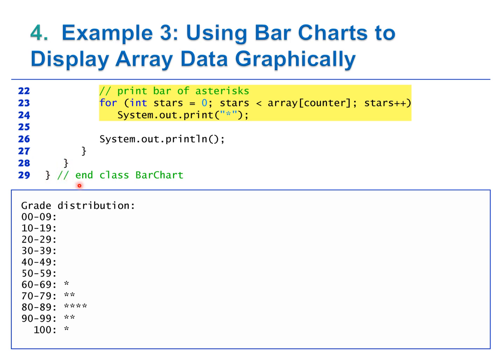And this is the output of the barcharts.java program. And now you can see it displays the ranges from 0 to 100. And for each range, it displays a number of asterisks corresponding to the value stored in the array elements.